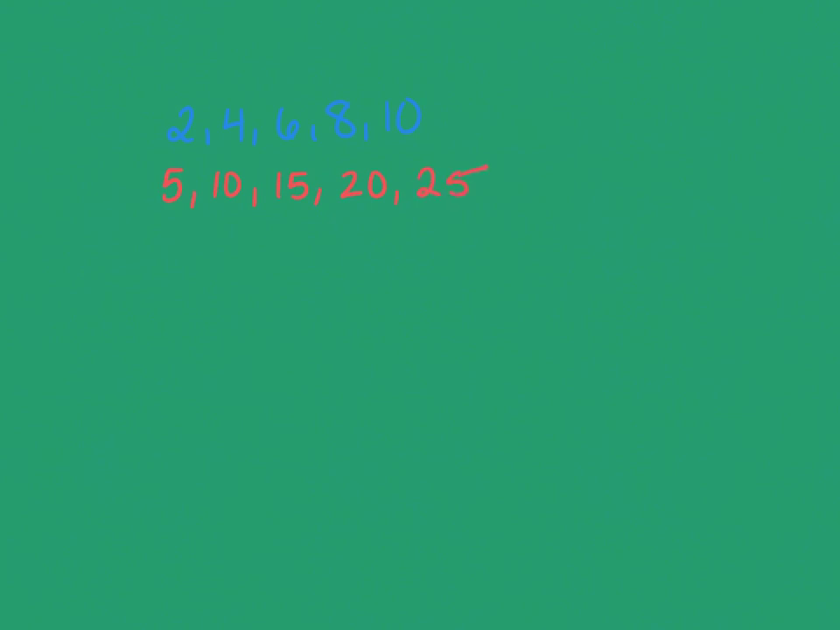Now, what if I said count by pi's? You would tell me pi, 2 pi, 3 pi, 4 pi, right? That's counting by pi's. What if I told you to count by 2 pi's? You would say 2 pi, 4 pi, 6 pi, 8 pi, right? Now let's try one a little bit harder. What if I said count by pi over 2?